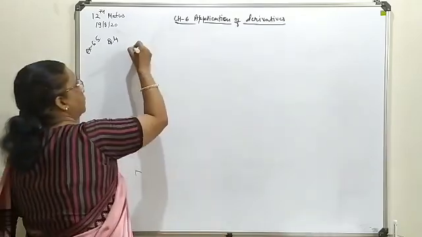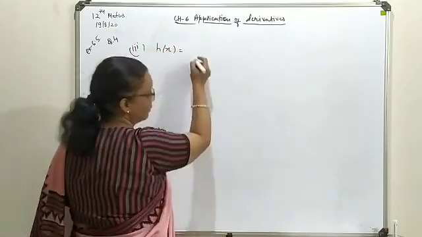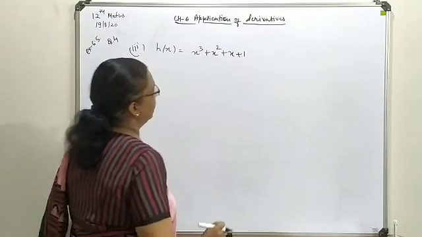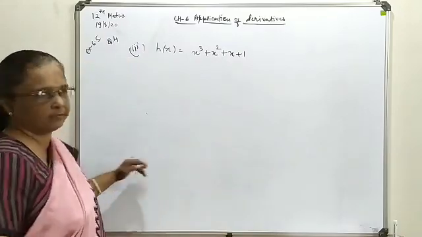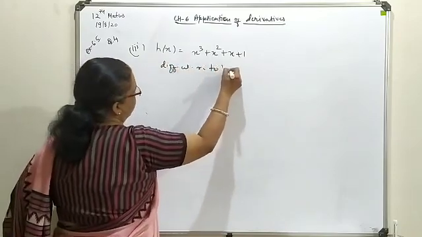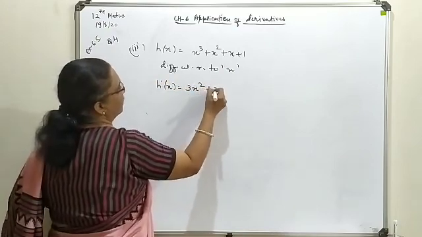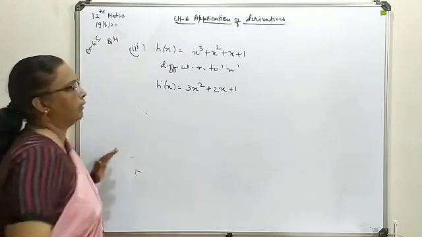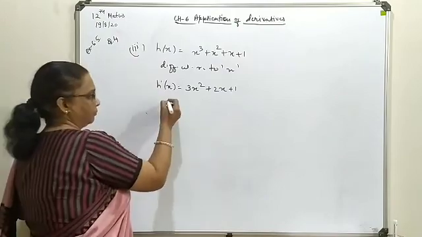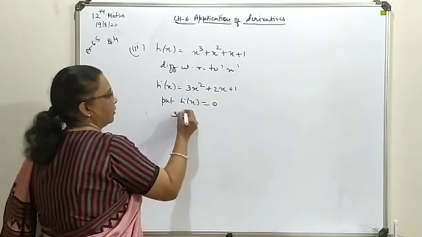In the third part, your function is defined in algebraic form as x cube plus x square plus x plus 1. Here we first proceed with differentiation. So differentiate with respect to x. So this will be h dash x equals 3x square plus 2x plus 1. Now we have to find the zero solution for the x value. So put h dash x equal to 0. We are going to find the solution here.